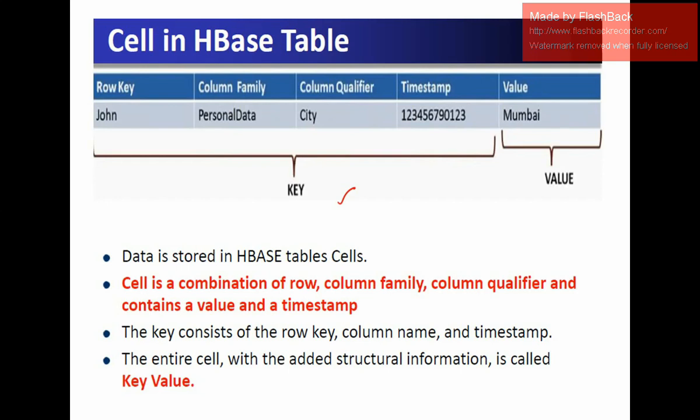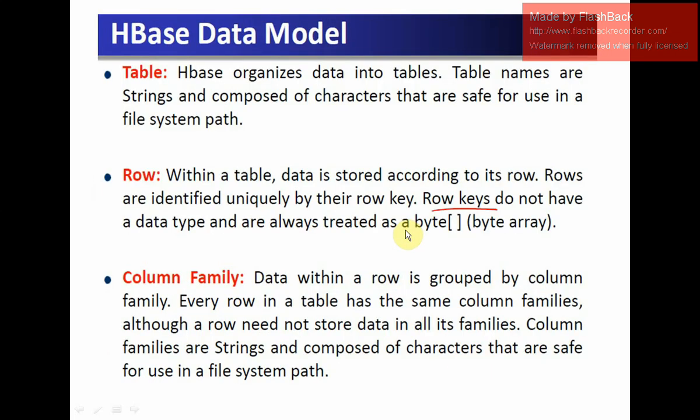So data is stored in HBase table cells. Cells are the combination of row, column family, and column qualifier, and contain a value and the timestamp. The key consists of row key, column name and timestamp. The entire cell with the added structure information is called key value. So this is key, this is value.